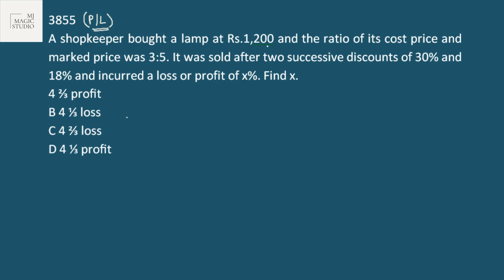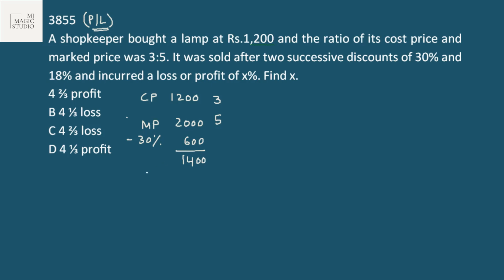A shopkeeper bought a lamp at rupees 1200. So the cost price is 1200, and the ratio of cost price to marked price is 3:5. So if 3 means 1200, 1 means 400, and the marked price is 5 into 400, that is 2000. It was sold after 2 successive discounts of 30% and 18%. Discount is always given on marked price. So the first discount is 30%. 30% of 2000 is 600.